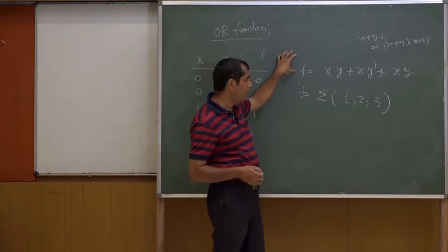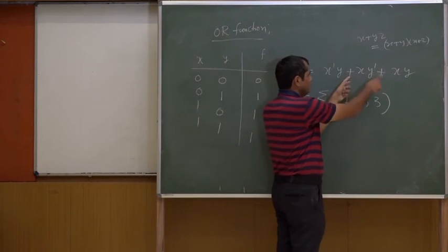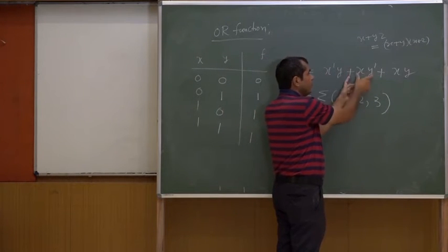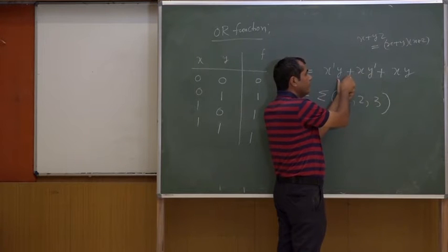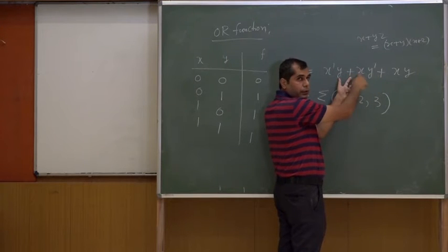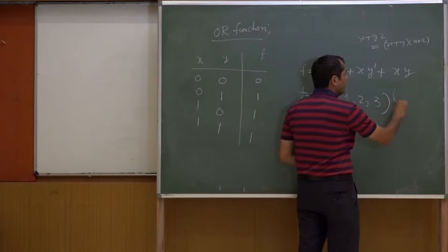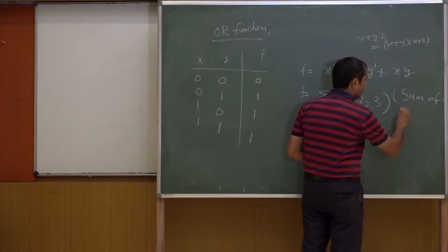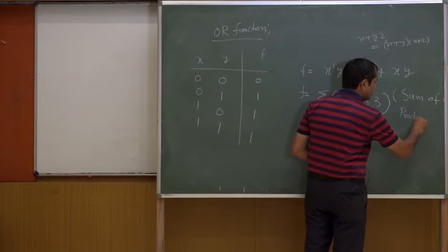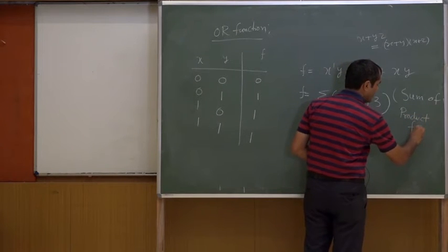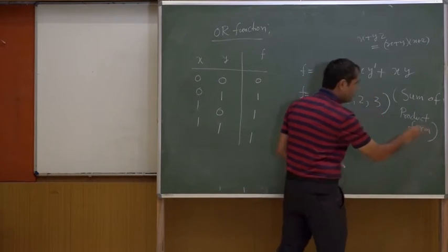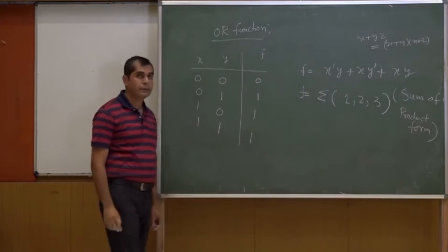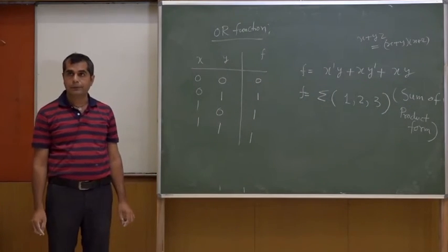Okay, why sum of product? Because these are the products of the variables, and then finally we perform the OR operation. So this form is called sum of product form.